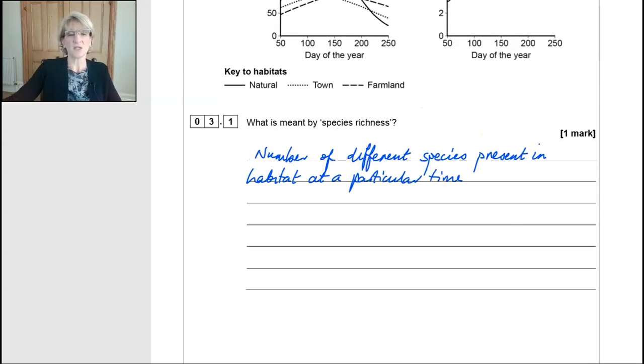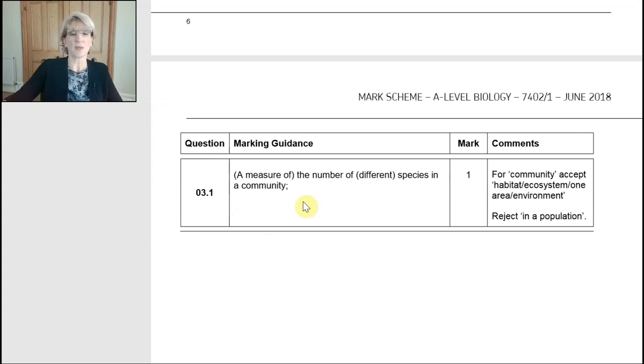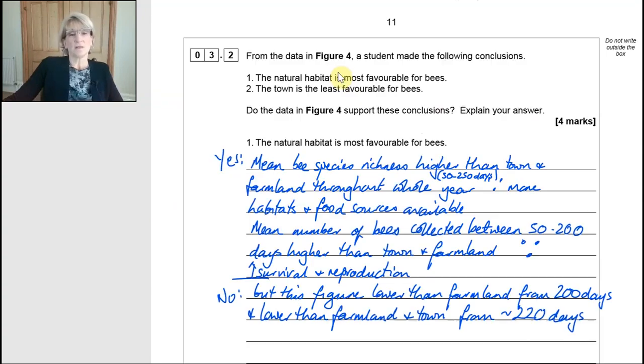What is meant by species richness? This is a definition. It's the number of different species present in a habitat at a particular time. I know that that is right. And here we go. Number of different species in a community. But notice that habitat is allowed. I think this is a really horrible question.